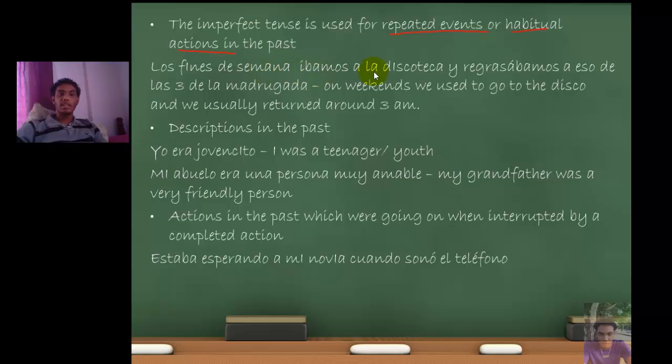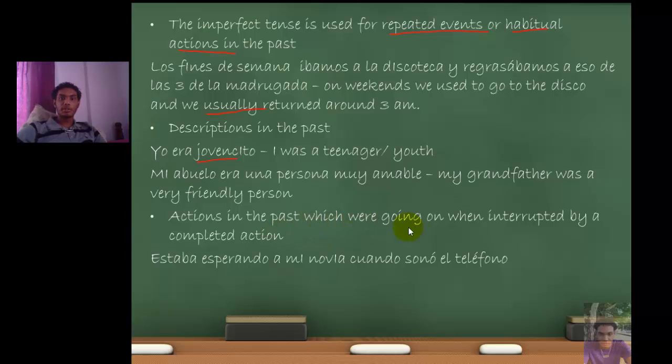You can say los fines de semana íbamos a la discoteca y regresábamos a eso de las 3 de la madrugada. On weekends, we used to go to the disco. We usually returned around 3 a.m. Right? So the word usually shows that it was repeated events or habitual actions in the past, right? To describe stuff in the past. So yo era jovencito, I was a teenager or youth. Note jovencito is youth, right? Like a teenager, right?